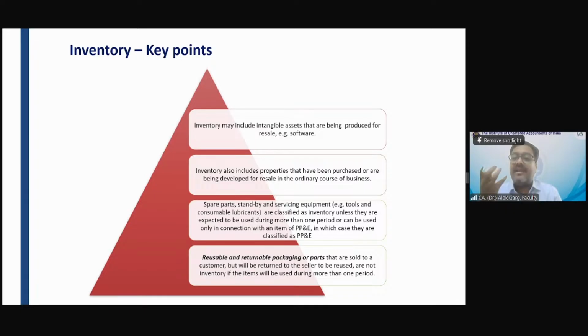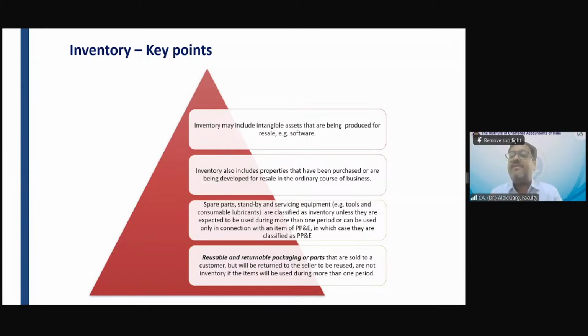Those items which are reusable and returnable, even if sold to a customer but returned by the customer, like the cold drink bottle, right? You are drinking a cold drink from the bottle and you are returning the bottle to the shopkeeper. I'm talking about the glass bottle.